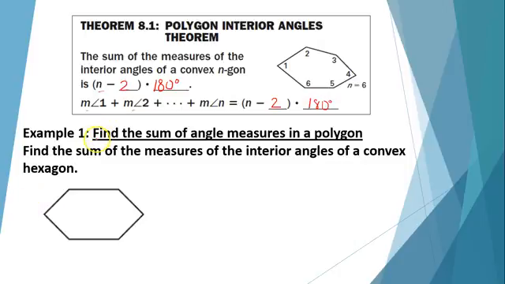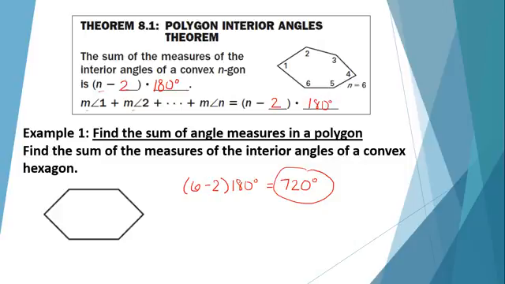Now find the sum of the angle measures in this polygon. It says we have a hexagon here. Hexagon means we have 6 angles and 6 sides. So the n value in this formula is going to be 6. So (6 minus 2) times 180 degrees is equal to 4 times 180, which gives us 720 degrees. That there is the sum of the measures of the interior angles of a hexagon.